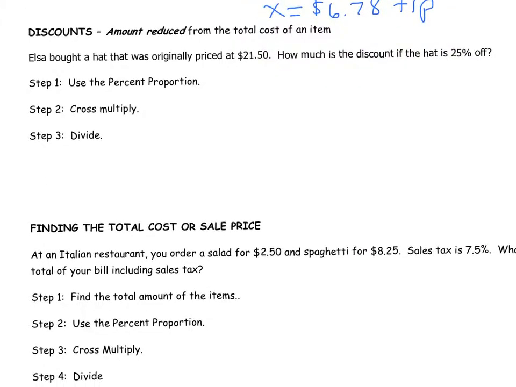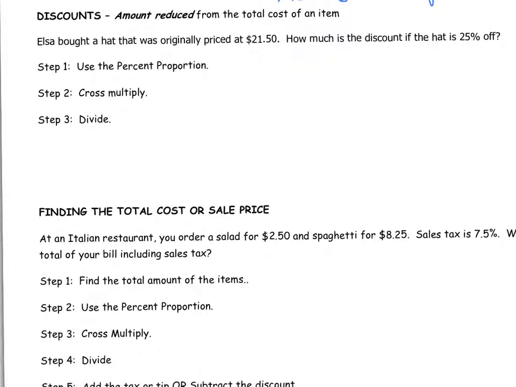So let's take a look at discounts. A discount is an amount reduced. So that's less. That's a good thing from the total cost of an item. So it says Elsa bought a hat that was originally priced at $21.50. How much is the discount if the hat is 25% off? So once again, we don't know the discount. That's the part. We know the whole dollar amount the hat is. That's $21.50. We also know the percentage off, that's the rate, 25 over 100. And now we'll cross multiply and divide.